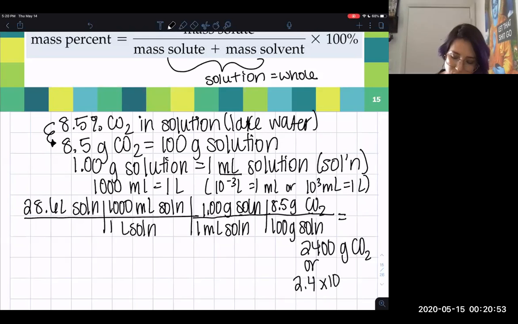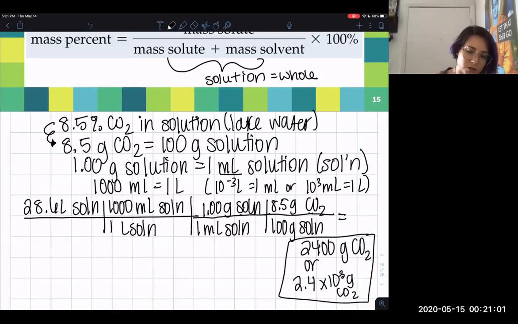We need 2 sig figs here because of the 8.5. Either one. If you want to do this algebraically, I can show you how to do that. So, answer there.